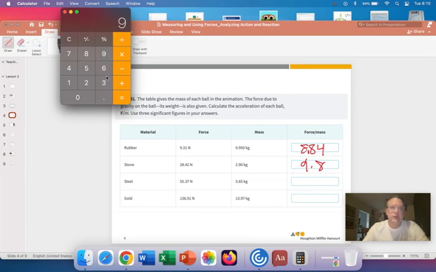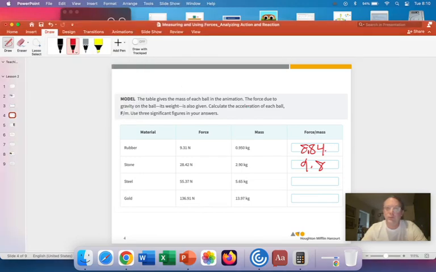So let's do this other one again, the rubber. 9.31 divided by its mass, so also 9.8. Let's correct here. Okay, so these, both the rubber and the stone, are both 9.8.